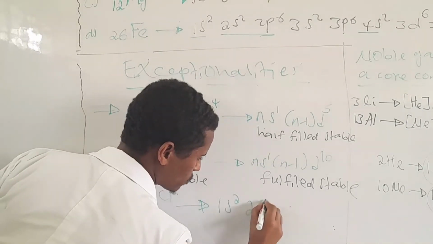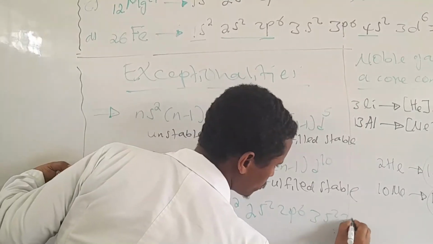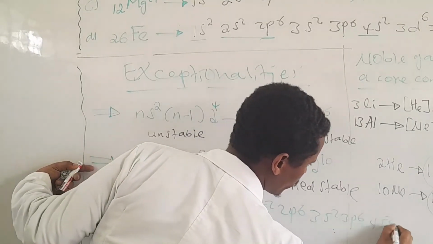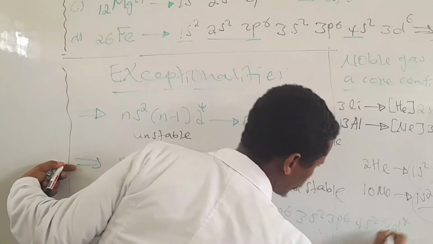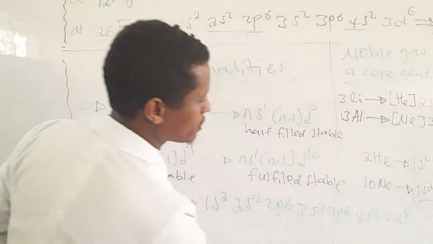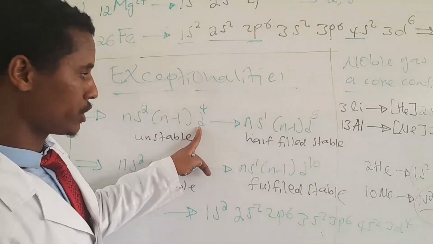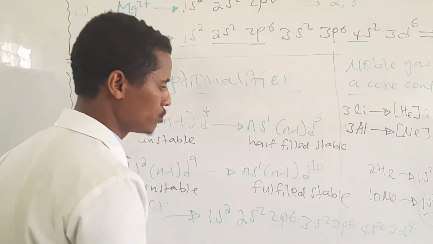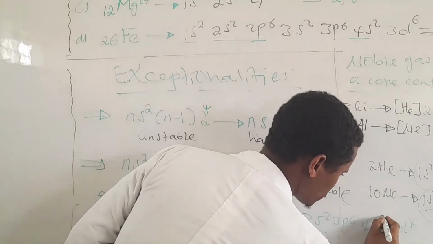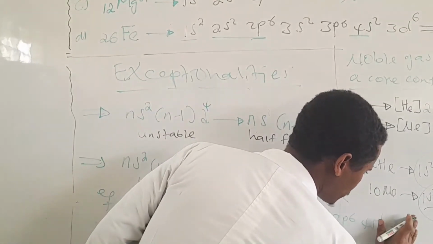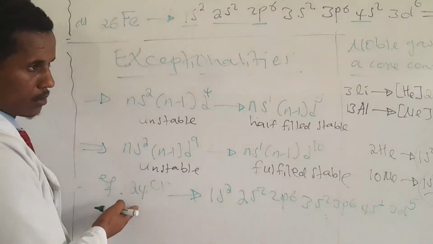24, chromium, follows this rule of configuration. 1s2, 2s2, 2p6, 3s2, 3p6, 4s2, 3d4. When there are 4 electrons in the d orbital, it follows this configuration. So this can be converted: subtract 1 electron from s, it becomes 1, and d becomes 5. This is the correct configuration of chromium.